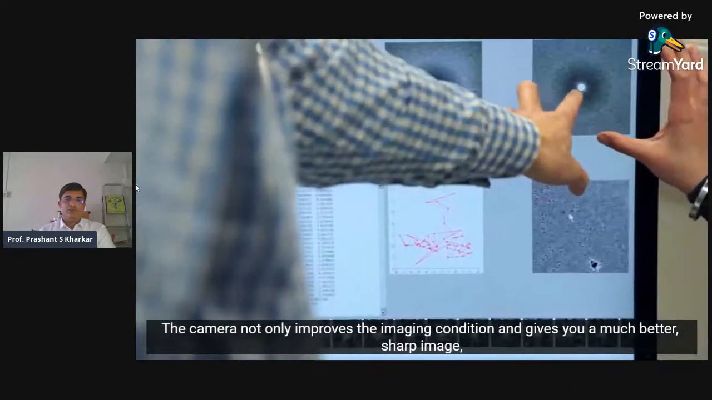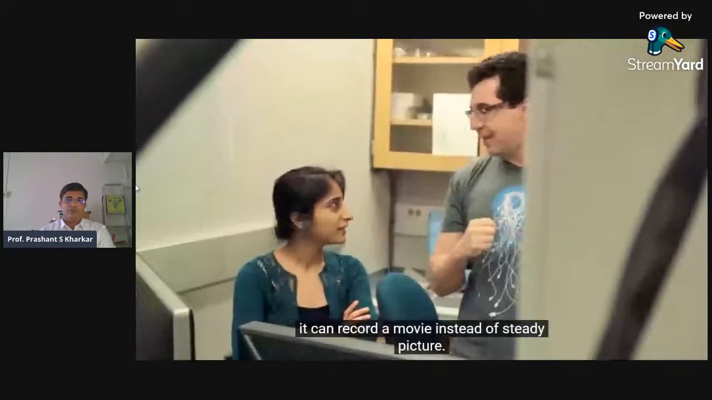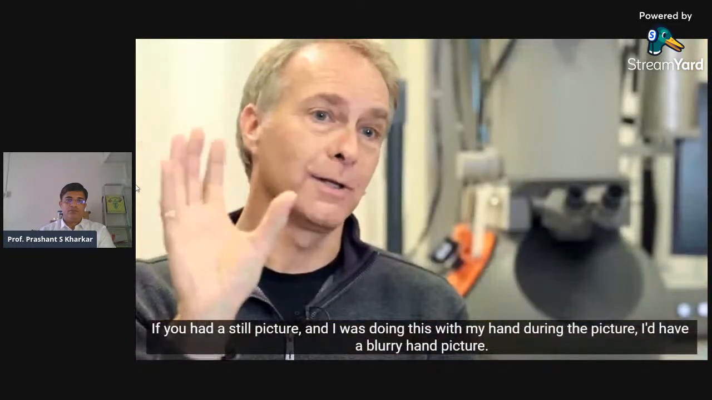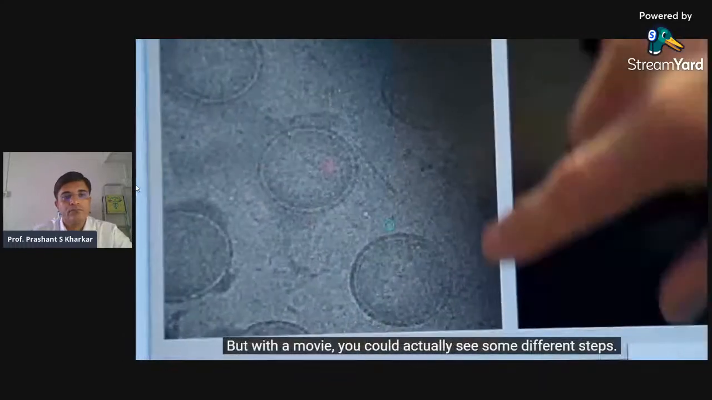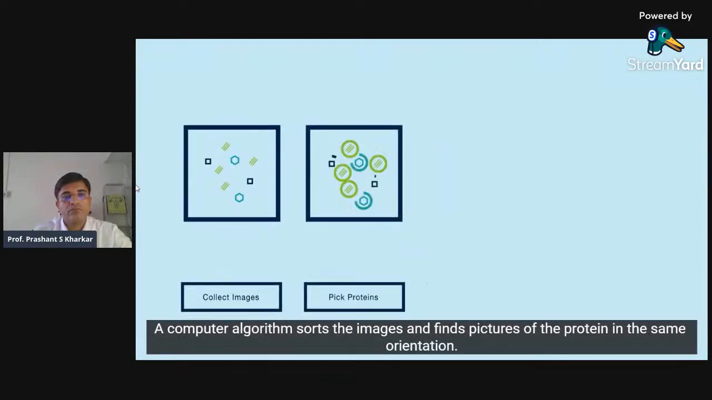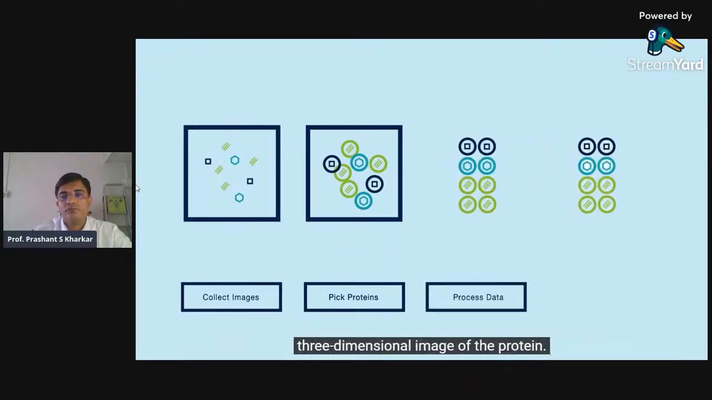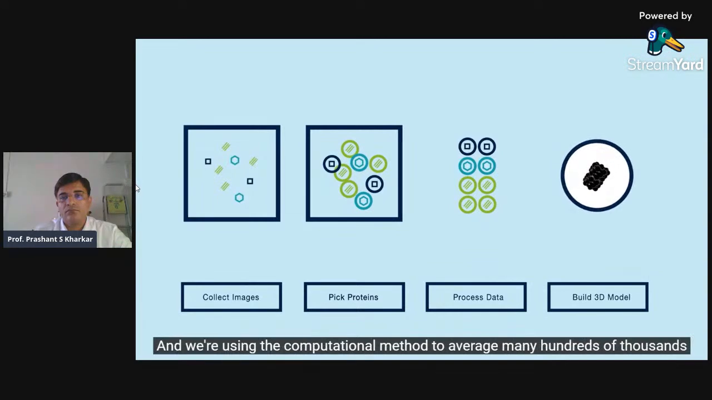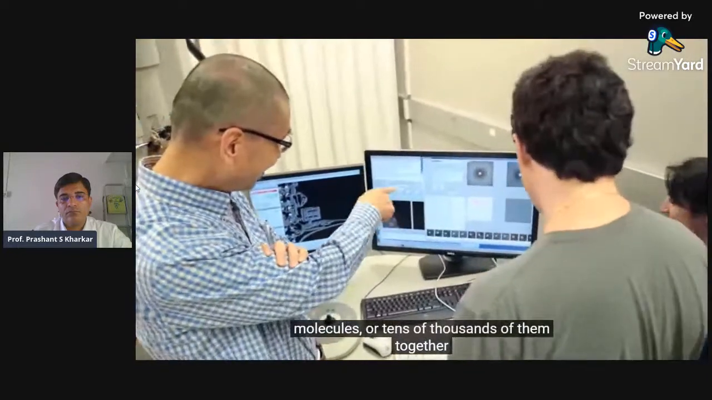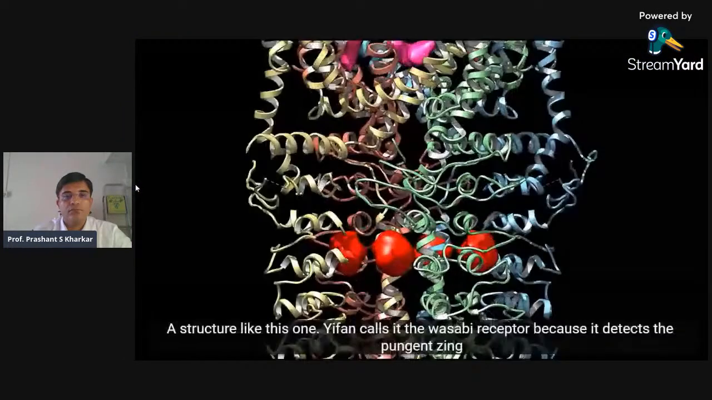The camera not only improves the imaging condition and gives you a much sharper image, it can record a movie instead of a steady picture. If you had a still picture and I was doing this with my hand during the picture, I had a blurry hand picture. But with a movie, you could actually see each of the different steps. A computer algorithm sorts the images and finds pictures of the protein in the same orientation. Then software builds a composite, an accurate high-resolution three-dimensional image of the protein. And we're using the computation method to average many hundreds of thousands of molecules or tens of thousands together to generate a three-dimensional structure. A structure like this one.